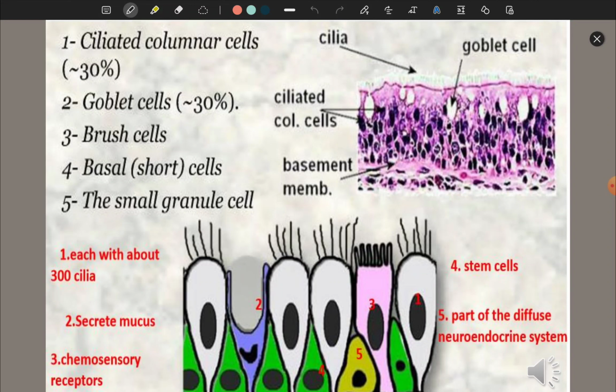Here on this slide, you can see the cilia are clear. Goblet cells, which are large, flask-shaped cells filled with mucus secretions, appear faint in color or clear under the microscope. In between, scattered, are the nuclei at different levels of the pseudostratified epithelium.